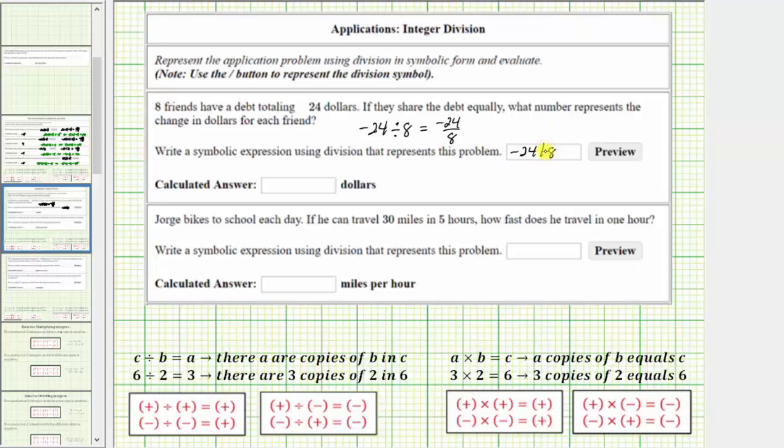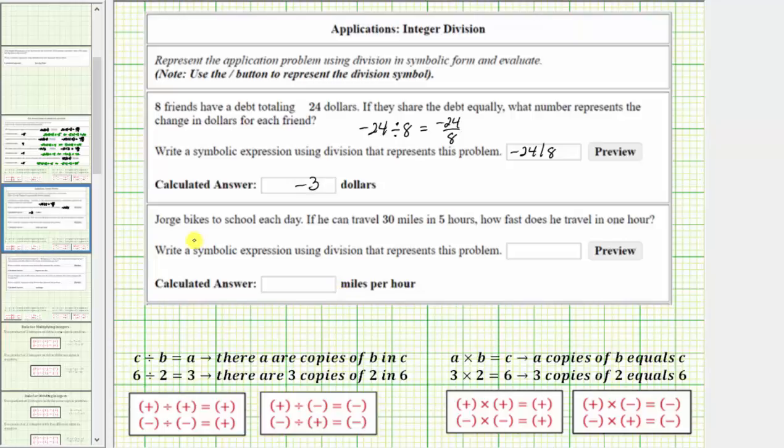And now to determine the quotient, if we take a debt of $24 and divide it equally among the 8 friends, each friend would owe $3, and therefore -24 divided by +8 equals -3. Or more formally, a negative divided by a positive equals a negative.